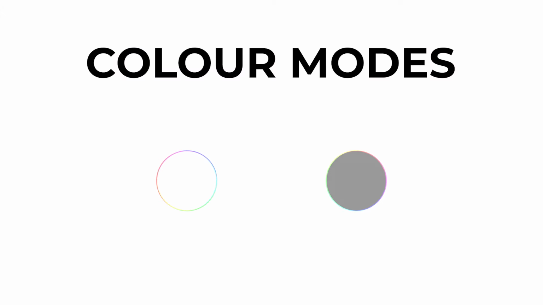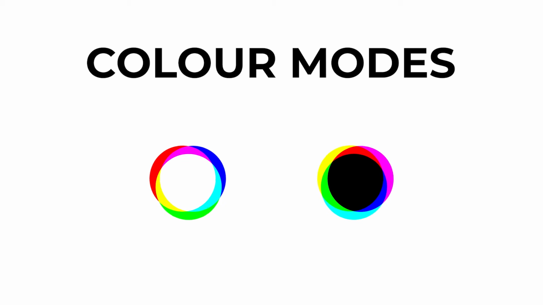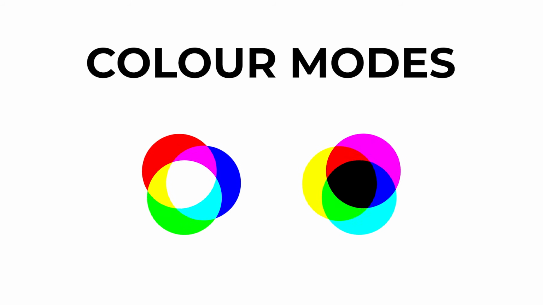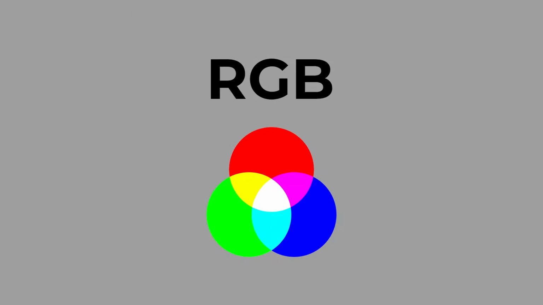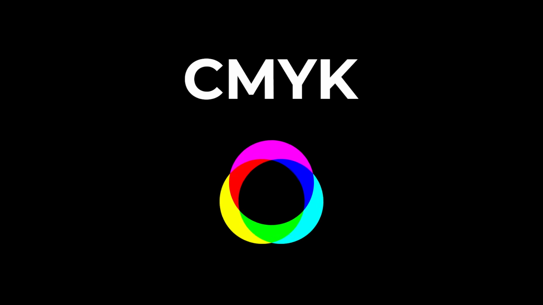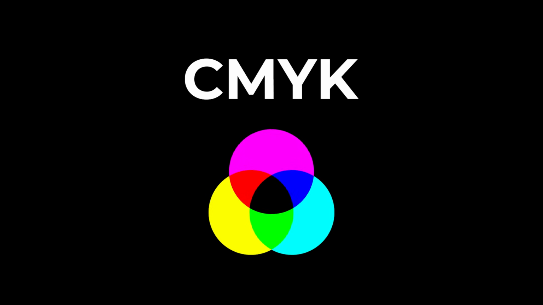Let's begin by looking at 2 popular color modes. What is a color mode anyway? You may have heard the term color mode or color model and color space. A color mode or model refers to the model used by your computer to represent colors digitally. The most popular color modes we'll be looking at today are RGB, or red, green, and blue, and CMYK, or cyan, magenta, yellow, and key, with the key meaning black.